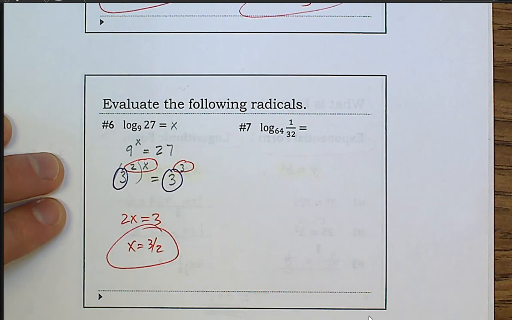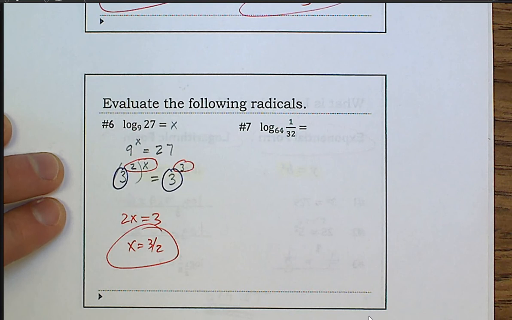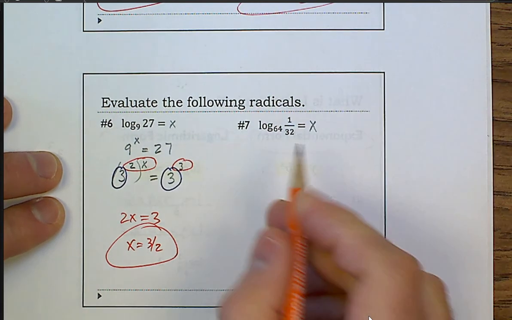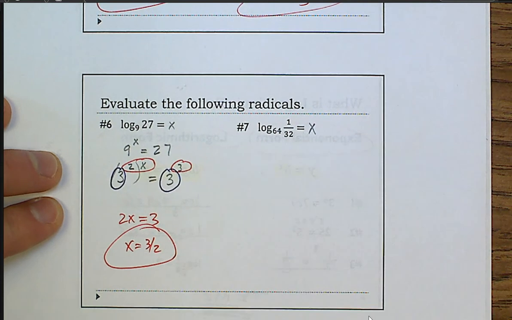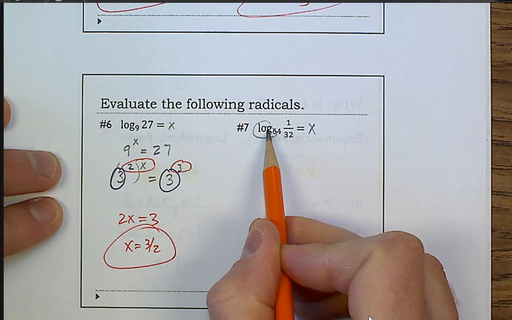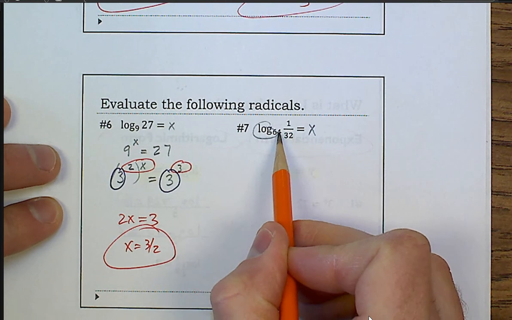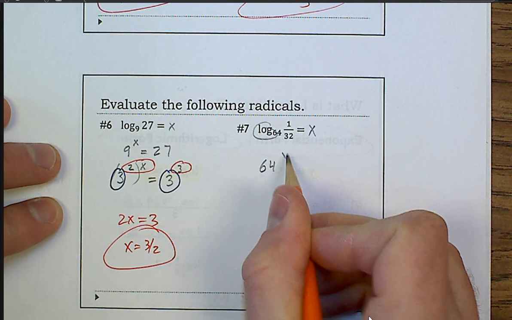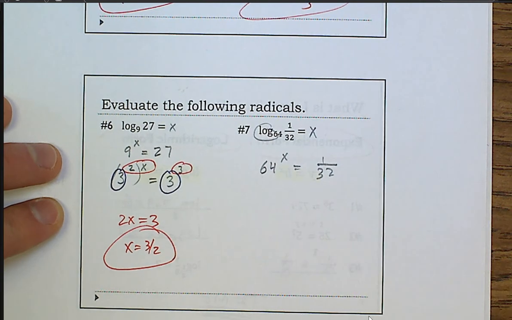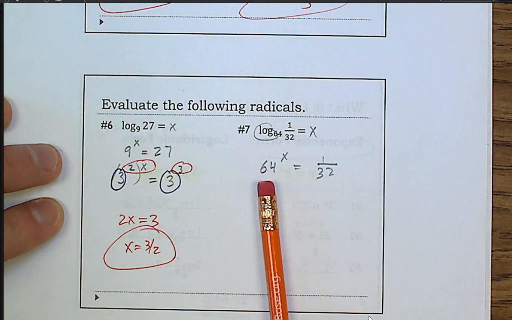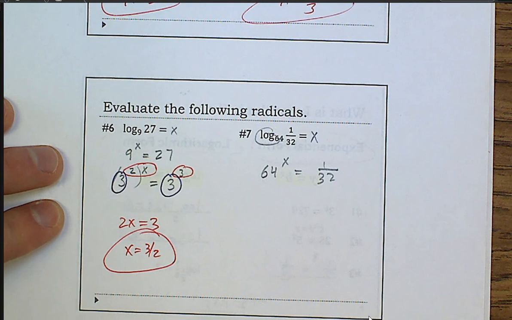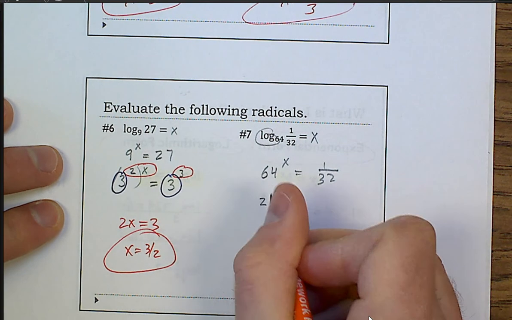Okay, 7, a little tougher. So again, we want to write it as equal to x. We got to convert this to exponent form. So log means, remember, log means what power, so I just read what power on 64 equals 1/32. What power on 64 equals 1/32. Now, this one's a tough one. How do we rewrite the 64? Well, I know that 64 is 2 to the 5th power.